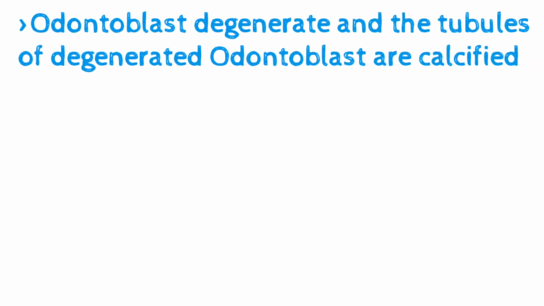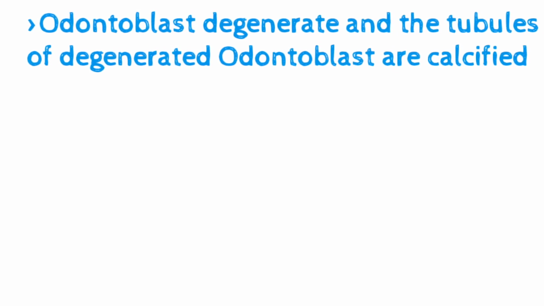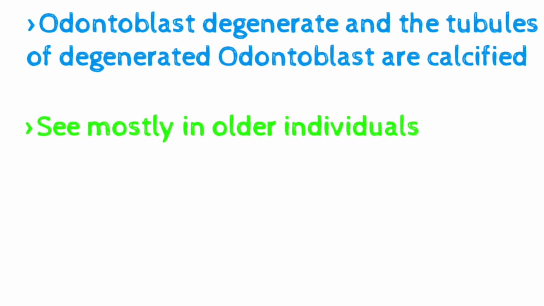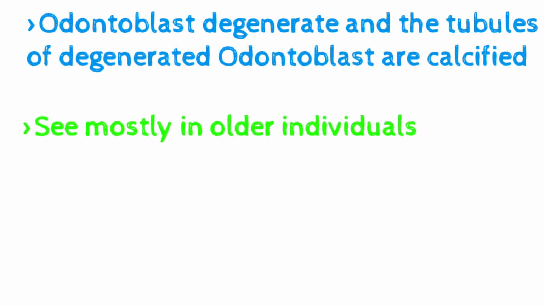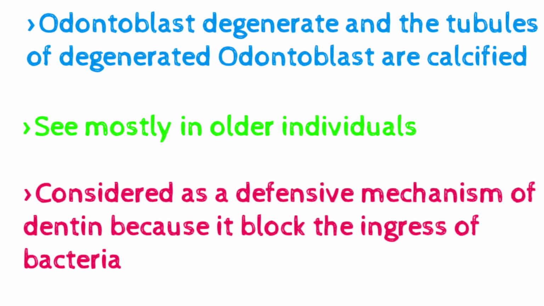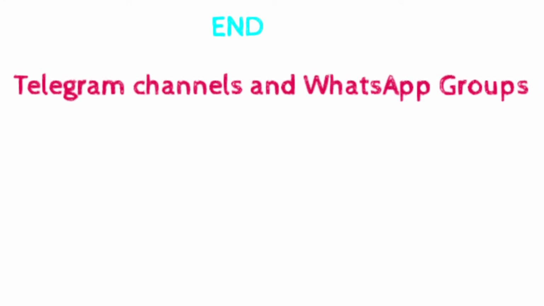Now the odontoblasts degenerate, and the tubules of degenerated odontoblasts are calcified, and it is mostly seen in older individuals. It is considered a defensive mechanism of dentin because it blocks the ingress of bacteria. Sclerotic dentin is the opposite of dead tracts, because dead tracts allow the ingress of bacteria, while sclerotic dentin stops the bacteria.